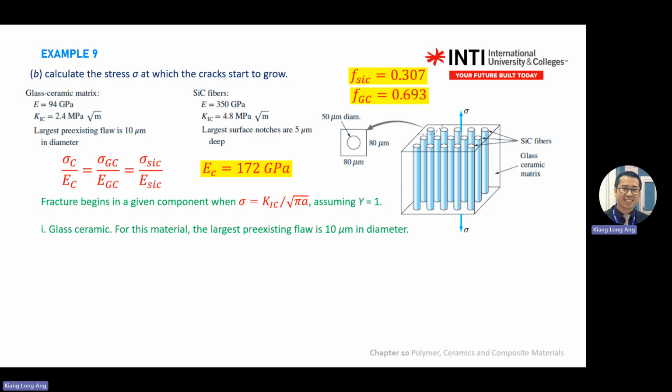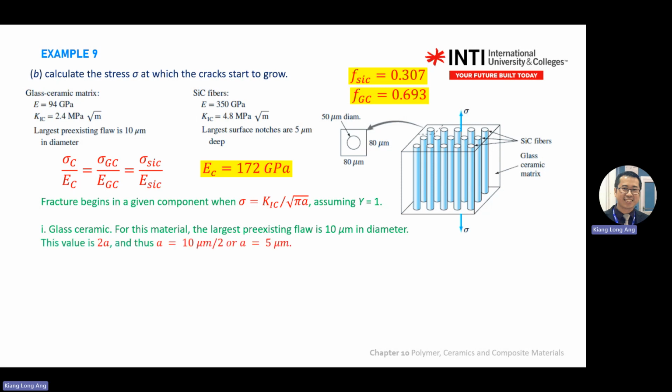The pre-existing flaw is 10 micrometer in diameter. What do you think, which case, this one or this one? The crack is either at the edge, at the side of the body, or in the middle. Middle. How come it's not the side? The pre-existing flaw gives you a diameter already, so it's inside and your crack is 2A. It gives you a diameter of 10 micron, so what is your A value? 5 micron. You need to be careful.